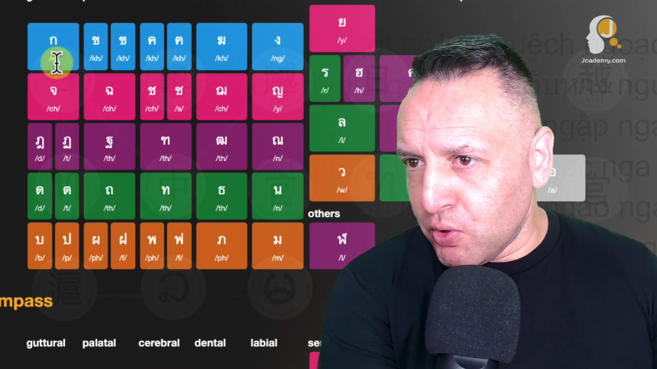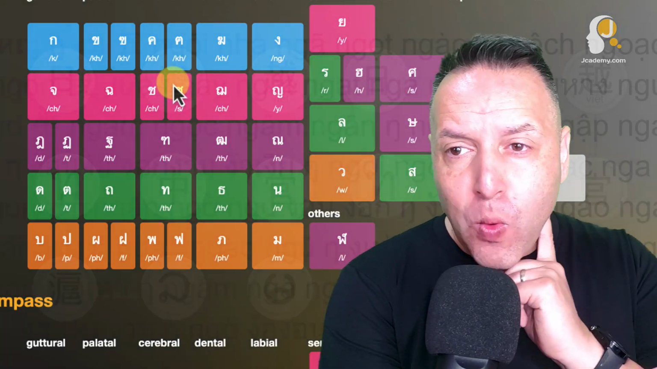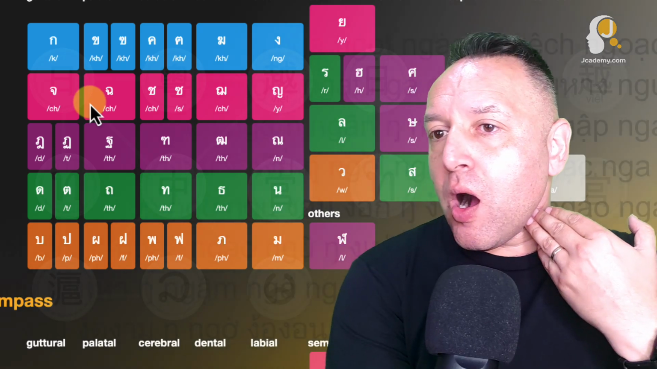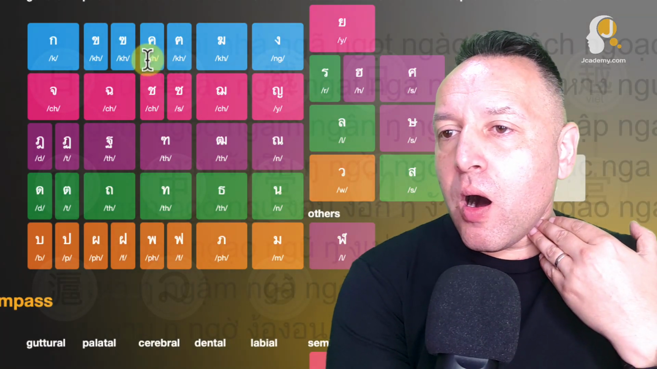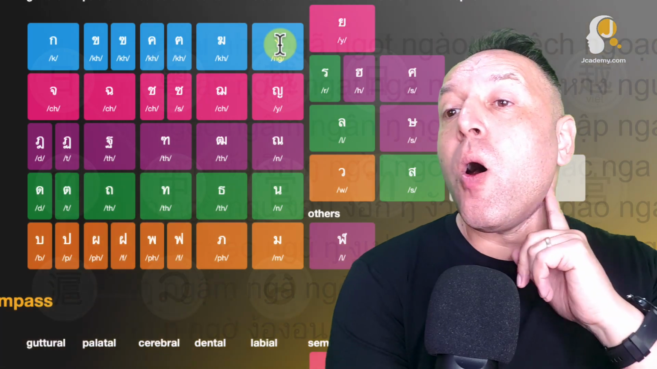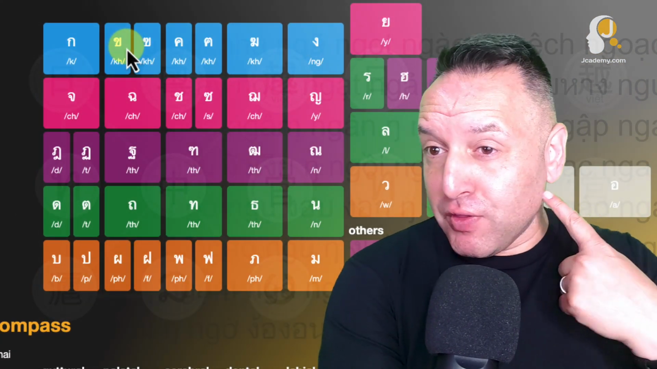So you can see the blue here, that's the back of the throat. So this, we call this a varga or a wak in Thai, and this represents the back of the throat. So watch this. Ka, ka, ka, ka, nga. You can hear it all the way back here. So one thing to look out for these, have a look. This is the back of the throat, right?